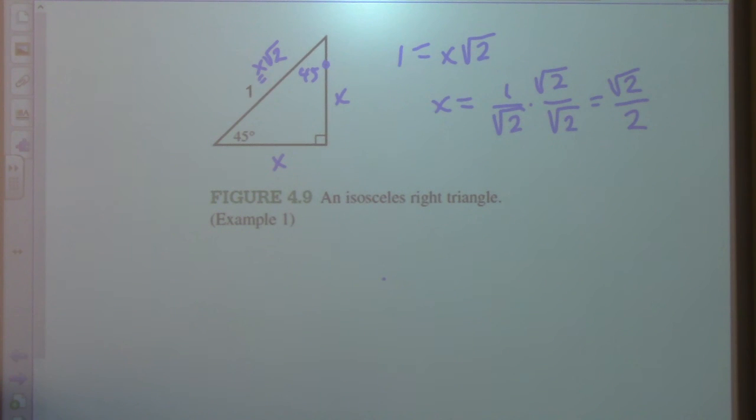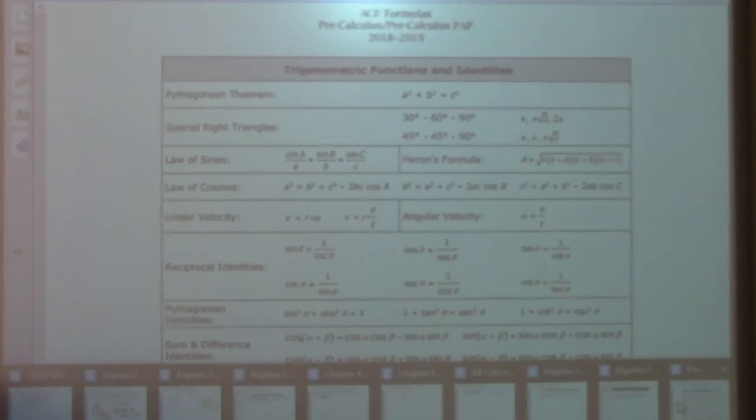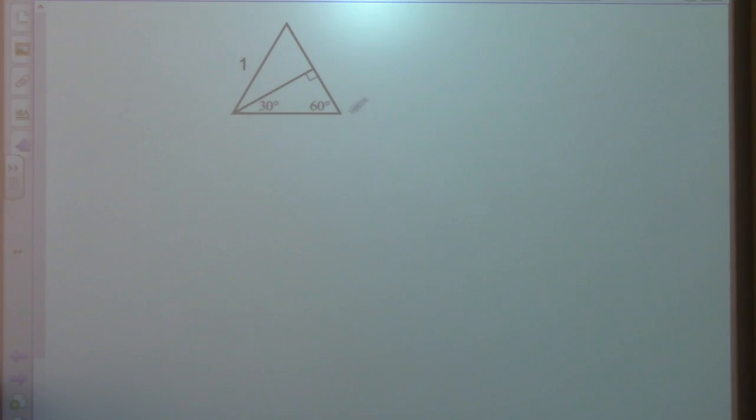Okay, and then we have this type of triangle, which is called a 30-60-90 right triangle. And for this one right here in our formula chart, we have x, square root of 3, and 2x. So this one will be x, 2x, and here's x square root of 3.